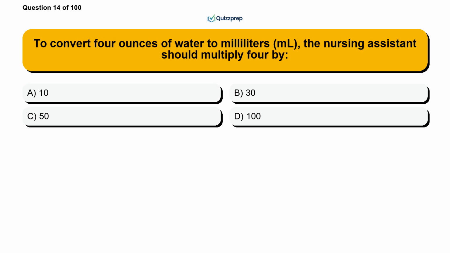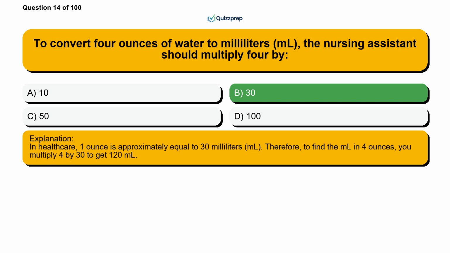Question 14. To convert 4 ounces of water to milliliters, ml, the nursing assistant should multiply 4 by option A, 10, option B, 30, option C, 50, option D, 100. The correct answer is option B, 30. In healthcare, 1 ounce is approximately equal to 30 milliliters, ml. Therefore, to find the ml in 4 ounces, you multiply 4 by 30 to get 120 ml.